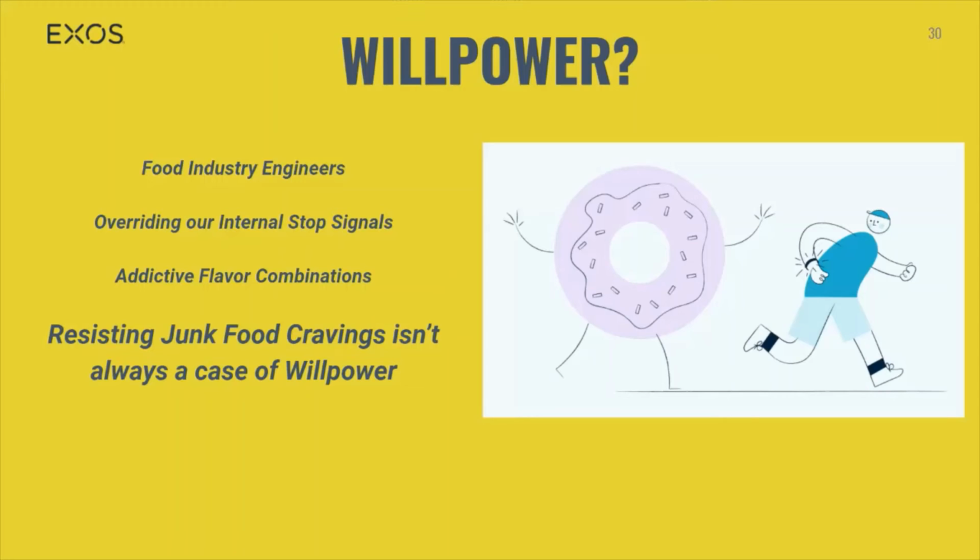The food industry engineers foods to taste the best they possibly can with the goal of overriding our internal stop signals and encouraging us to buy more. As we talked about earlier in the science, it's because there are addictive flavor combinations that have been created for all different types of foods and snacks. Resisting junk food cravings is not a case of willpower. Junk foods are specifically engineered to target our pleasure receptors in the brain.